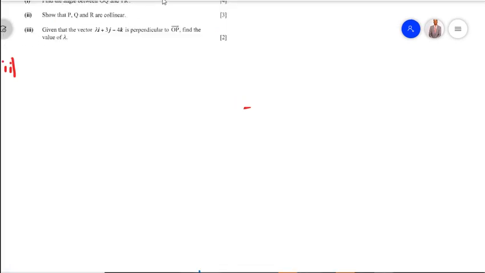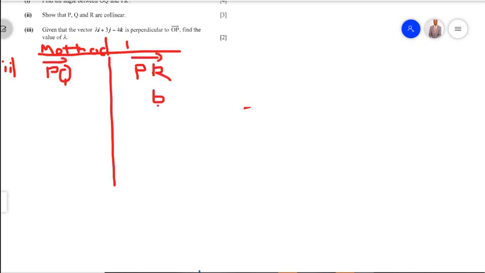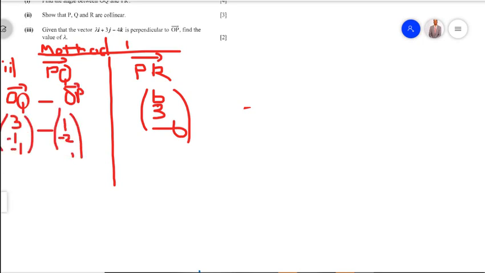Moving on to item 2, the question requires us to show that P, Q, R are collinear. There are 2 methods that you can use to show that they are collinear. The first method is you find PQ, then you find PR. PR, we already have it. It's 6, 3, negative 6 from our previous workings. And PQ, we have to find it. So it's OQ minus OP. Then we substitute and solve.